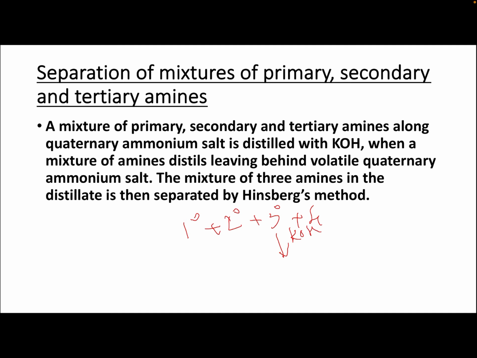So here what is happening? The quaternary ammonium salt is remaining, and these three, primary, secondary and tertiary, this mixture is distilled, and this is separated by Hinsberg's method. So what is the distillation process and how it is done, we will see in the next slide.